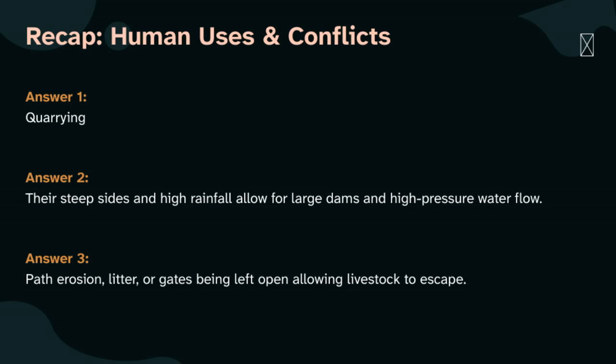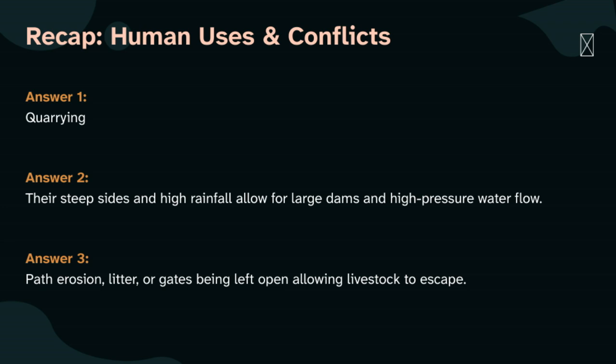Question 1. The answer is quarrying. This is the extraction of rock, such as slate or limestone. Question 2. U-shaped valleys are useful for hydroelectric power because their steep sides and high rainfall make them good locations for dams. Water can be stored high up and released with force to generate electricity.